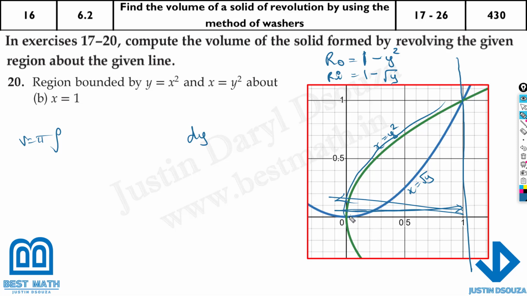And here also the same thing. It's coming inside only, right? If it was going out, then we would have to plus. If it was going out, plus y squared. But here both are minus and minus. One is y squared, one is root y. So here the formula would be 0 to 1, the limits, the same as the previous part, part A. We got 0 and 1. Now here we'll have 1 minus y squared, the whole square, minus 1 minus square root y, the whole square.